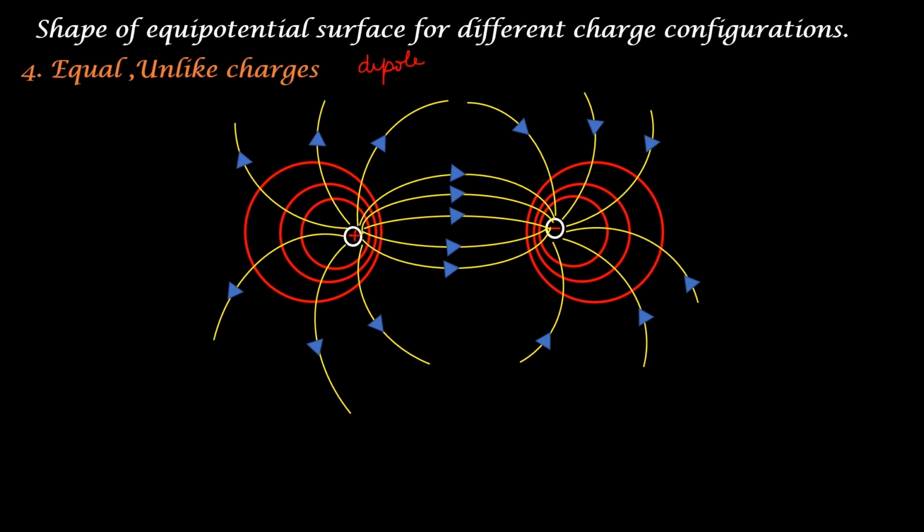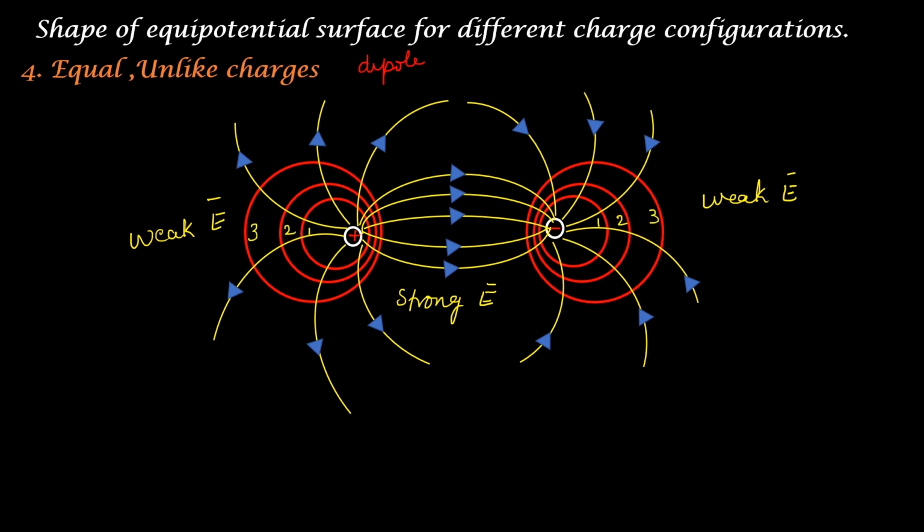Electric field lines are maximum in between the two charges. So the field is strong in between the two charges. On other sides, the electric field lines are weak. The equipotential surfaces, which are spherical, are closely spaced where the electric field is strong, and they are spaced apart where the electric field is weak.